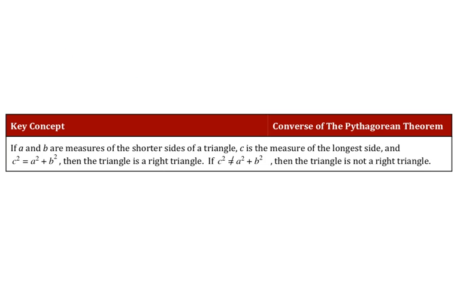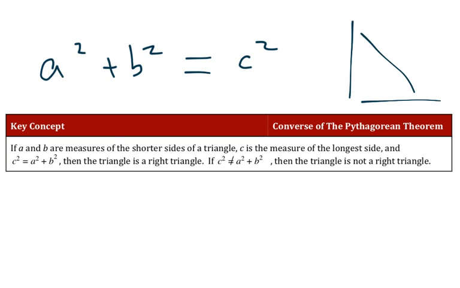But you can figure out a squared plus b squared, and then you can figure out c squared, the longer of the three sides. And if they're equal, then you know you've got a right triangle. And if they're not equal, then you know you have something else, but definitely not a right triangle.